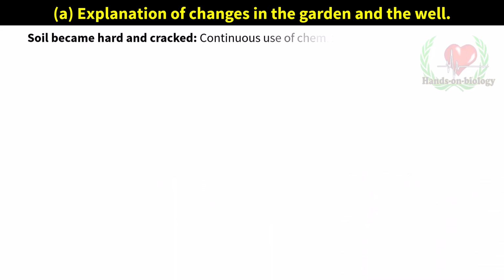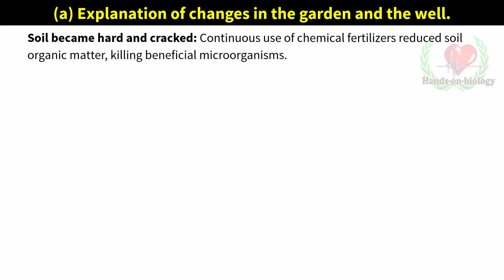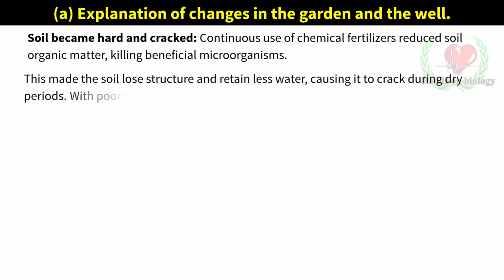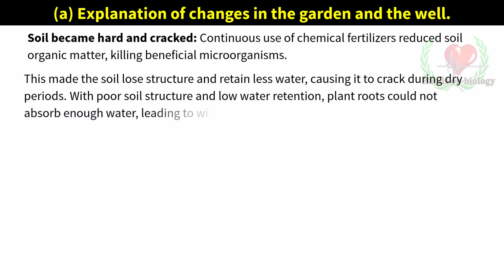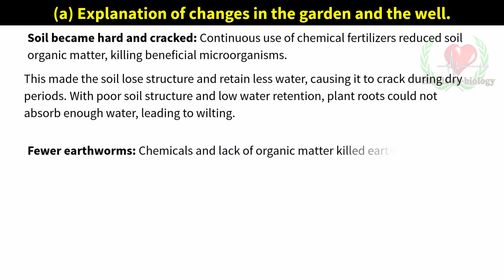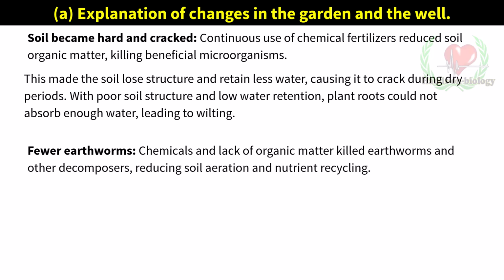Continuous use of chemical fertilizers reduced soil organic matter, killing beneficial microorganisms. This made the soil lose structure and retain less water, causing it to crack during dry periods. With poor soil structure and low water retention, plant roots could not absorb enough water, leading to wilting. Fewer earthworms. Chemicals and lack of organic matter killed earthworms and other decomposers, reducing soil aeration and nutrient recycling.